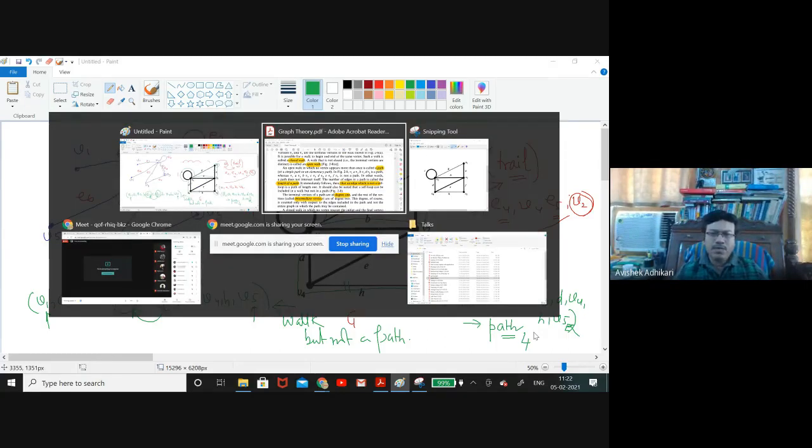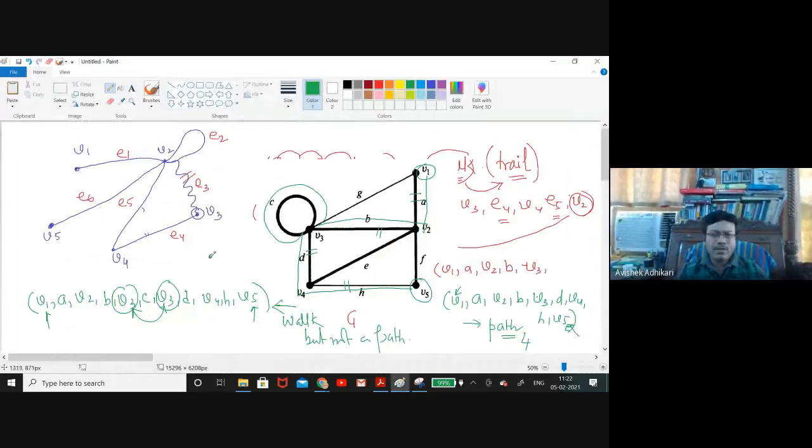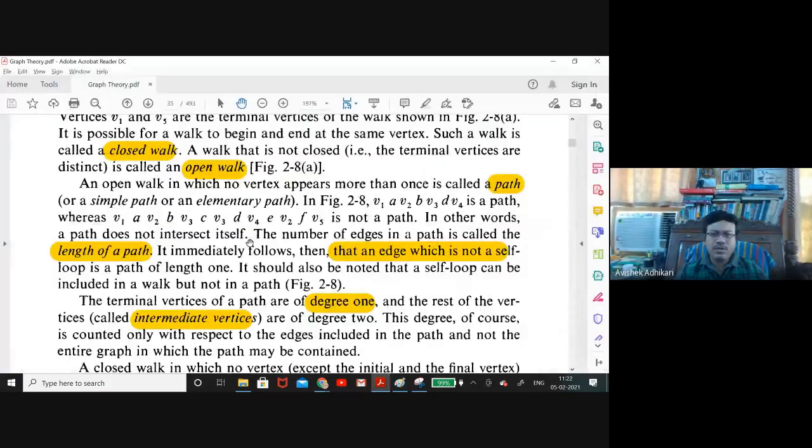So it immediately follows that an edge which is not a self loop is a path of length 1. That means an edge. As I mentioned, it should be like this, where there are two vertices with an edge between them. So if I have a path like this, the length must be 1. Okay. So it immediately follows that an edge which is not a self loop is a path of length 1.